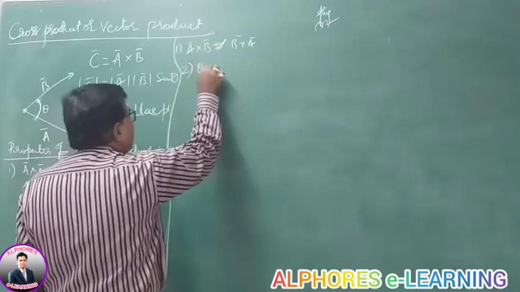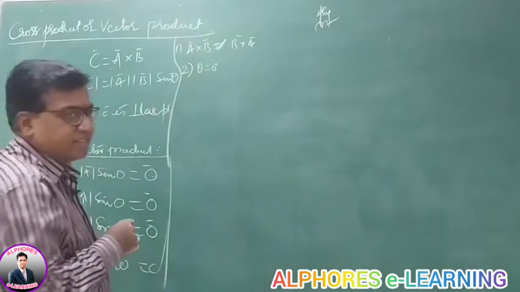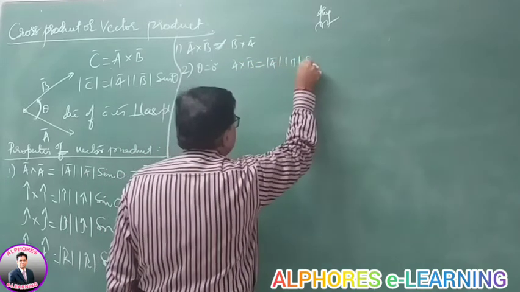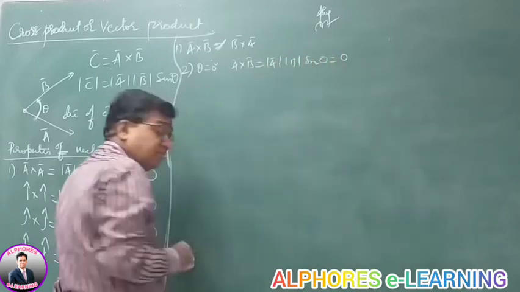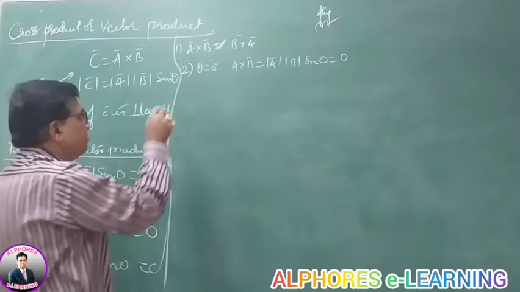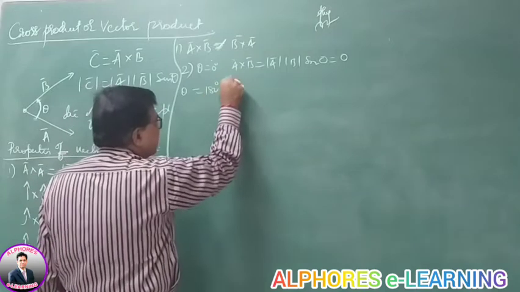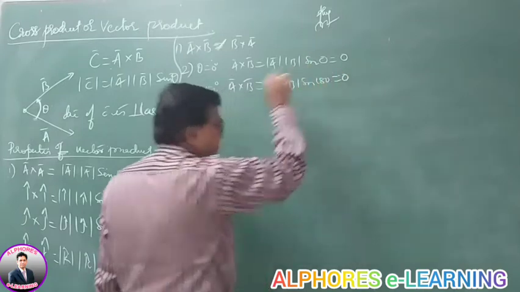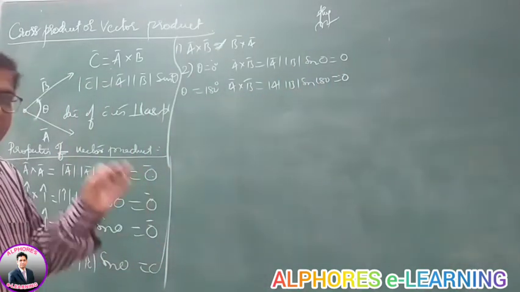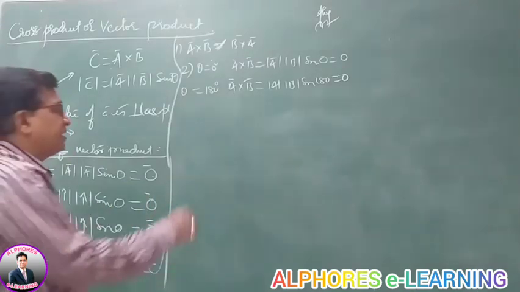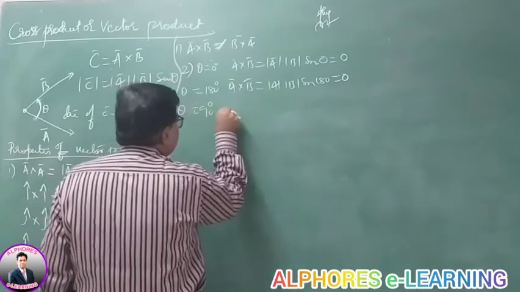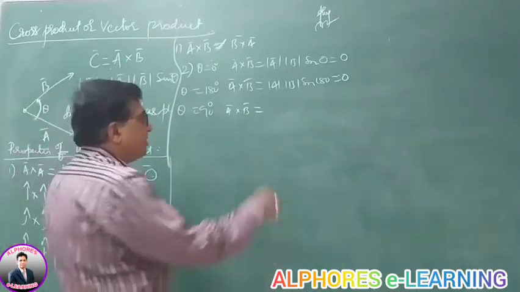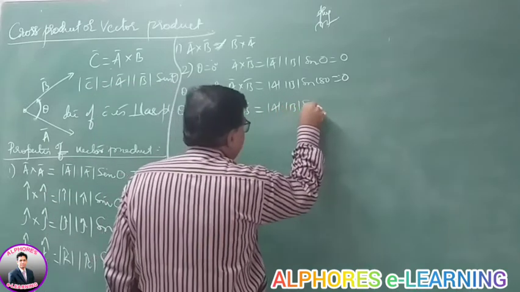Similarly, if the angle between the vectors is 0, sine 0, then A cross B is mod A mod B sine 0, that is the null vector. When the angle between the vectors is 0, it is null. Similarly, if theta is 180 degrees, then A cross B is again mod A mod B sine 180, which is also a null vector. But if theta is 90 degrees, this is very important, A cross B you will get as mod A mod B sine 90.